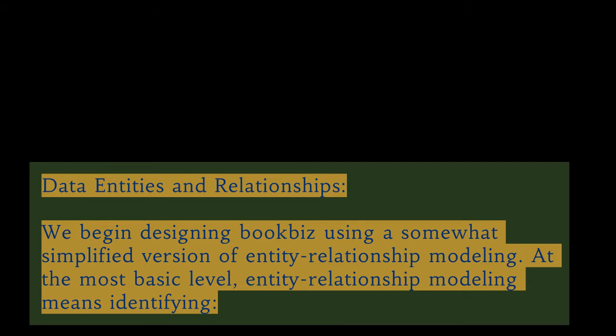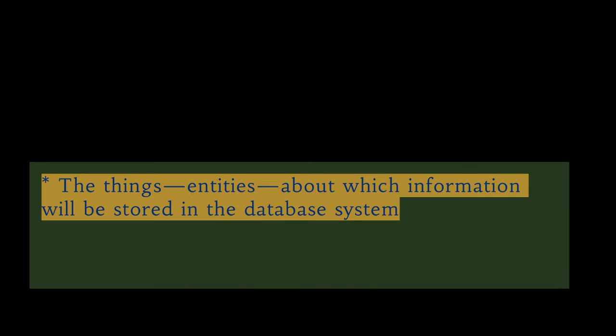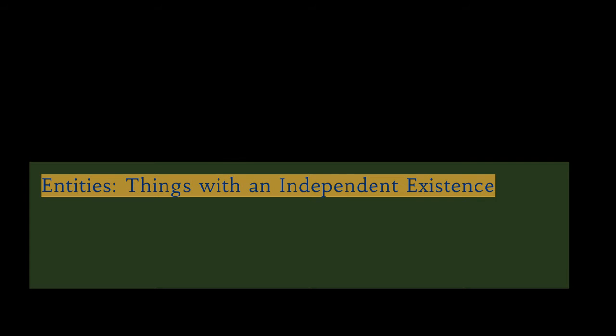Data, entities, and relationships. We begin designing BookBiz using a somewhat simplified version of entity relationship modeling. At the most basic level, entity relationship modeling means identifying the things, entities, about which information will be stored in the database system, the properties of these entities, the relationships among the entities. Entities, things with an independent existence.